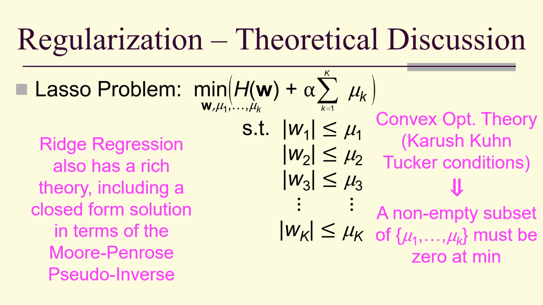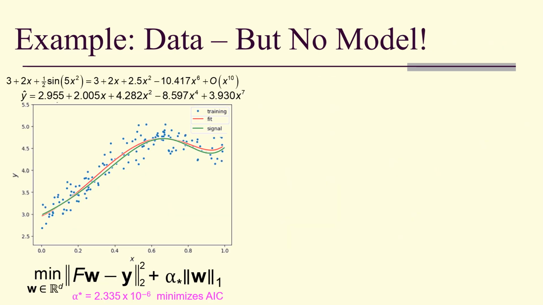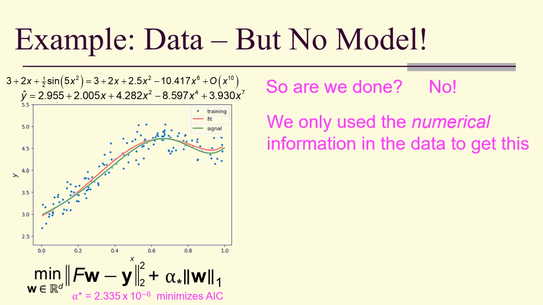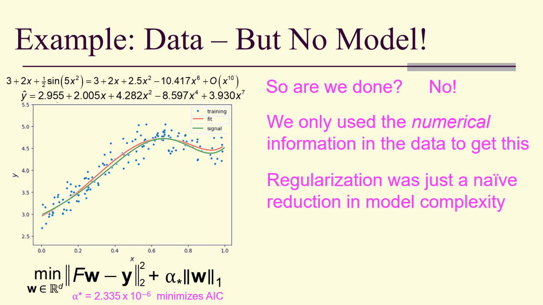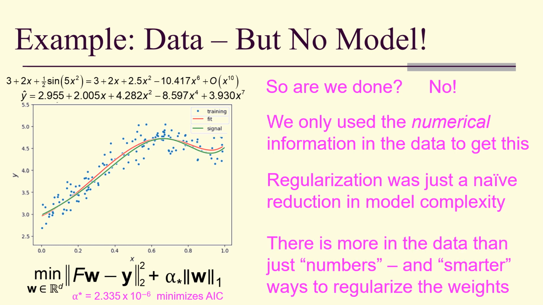There's also a rich theory for ridge regression. We can actually find its solution in closed form. We can write that in terms of the Moore-Penrose pseudo-inverse, although it's not necessary. So let's look at an example. We had this image, data, but no model. So are we done? We finished here? No. We only used the numerical information in the data to get this. Regularization in this process was just a naive reduction in model complexity. But there's always more to data than just numbers, and there are always smarter ways to regularize the weights.